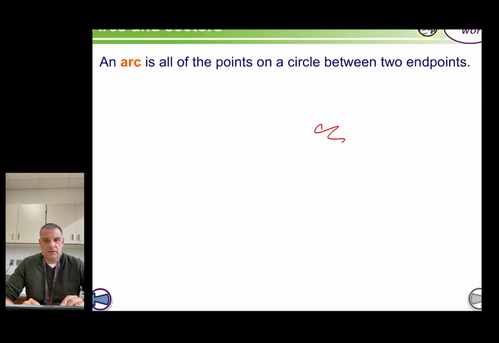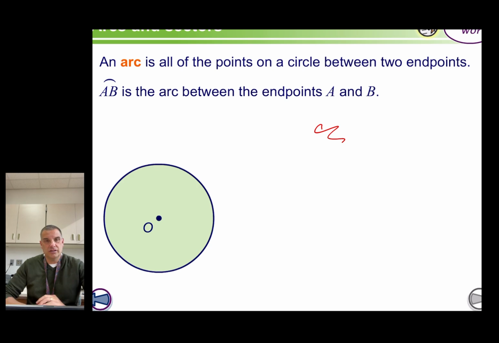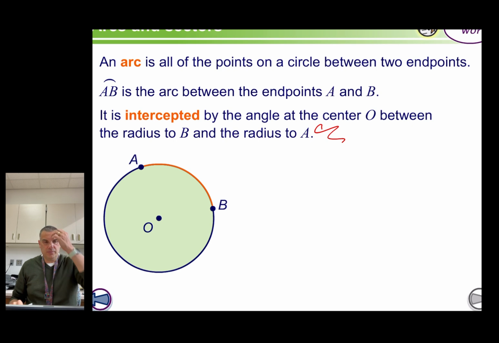So let's look at a few things. An arc is all the points on a circle between two endpoints. When we denote an arc, we denote it with two capital letters and a little arc over the top of it. This means arc with the endpoints A B. You understand that these are endpoints on a circle. So there's our circle, there's points A and B. The arc is the piece between them. So we call that arc right there arc AB.